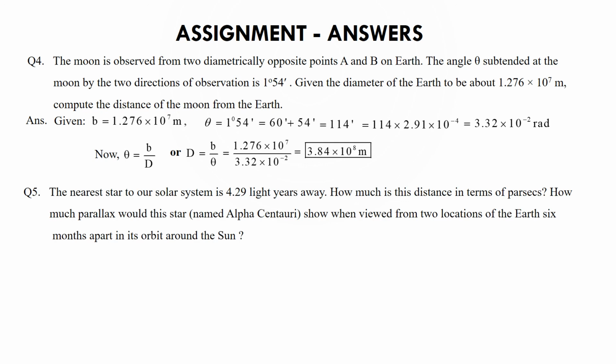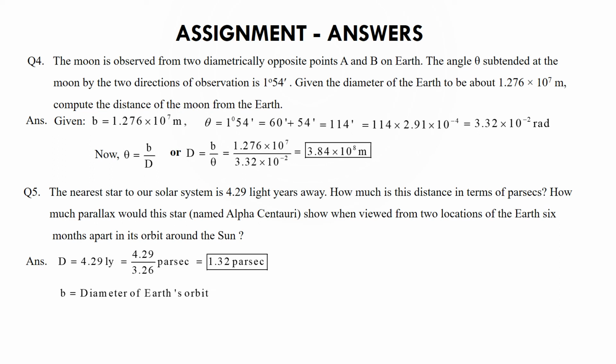Okay, fifth question. The nearest star of the solar system is 4.29 light years away. We need to convert it into parsecs, and find what parallax this star would show when viewed from two different locations 6 months apart. So D is 4.29 light years. We divide by 3.26 to convert into parsec and we get 1.32 parsec. So the first part is done.